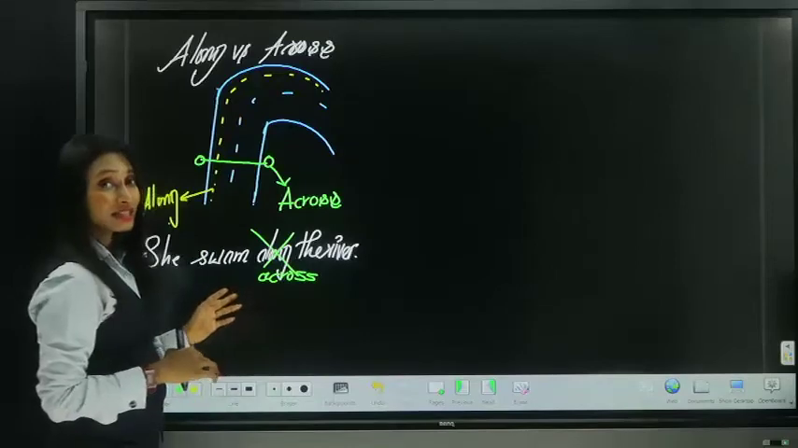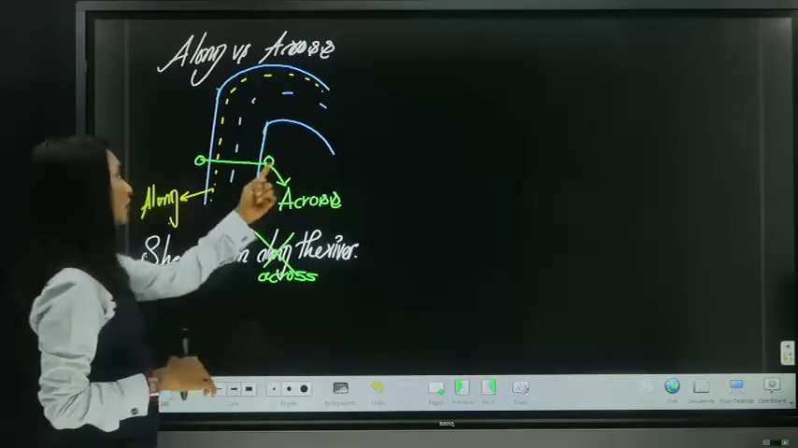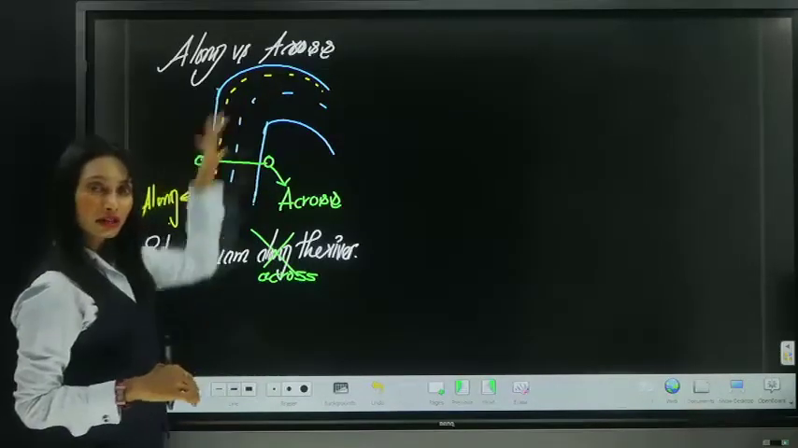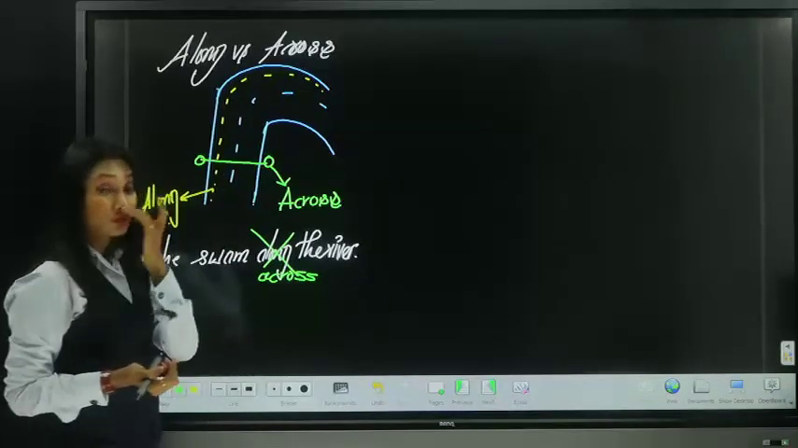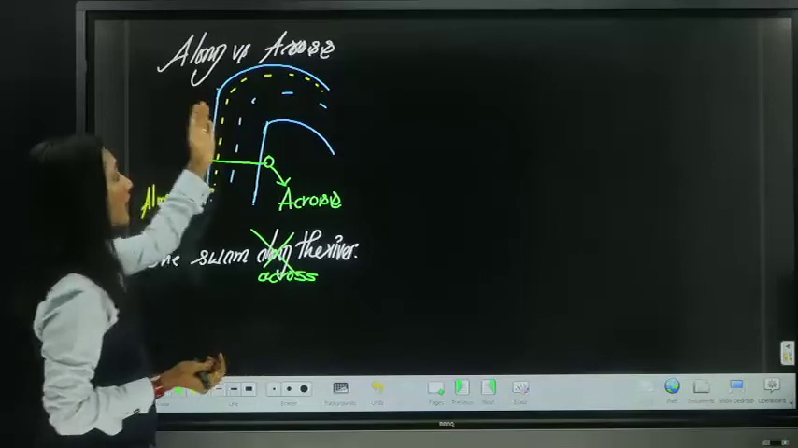The engineers constructed the bridge across the river, not along the river. Along is of no use. It should be across the river. So do remember the difference between along and across.